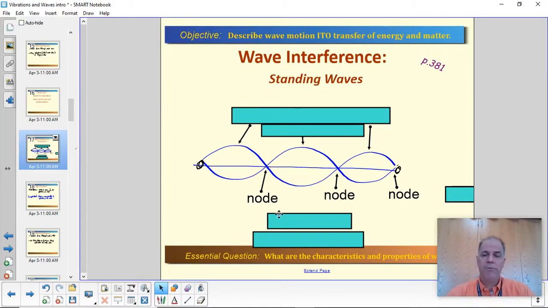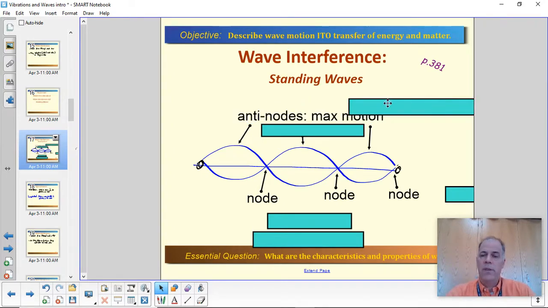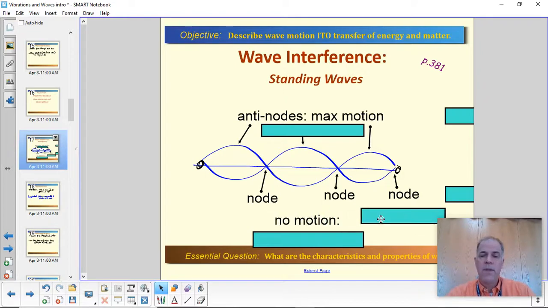Okay. The other thing is the peaks, the high points, the parts that are moving back and forth, those are called antinodes. And that's where we have maximum motion in the medium. So for the rope, that's where the rope is flapping up and down really fast. So nodes have no motion. Antinodes have maximum motion.